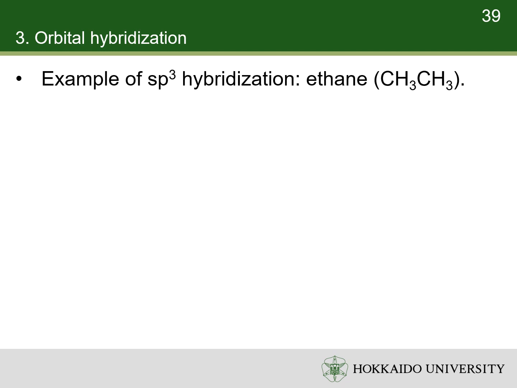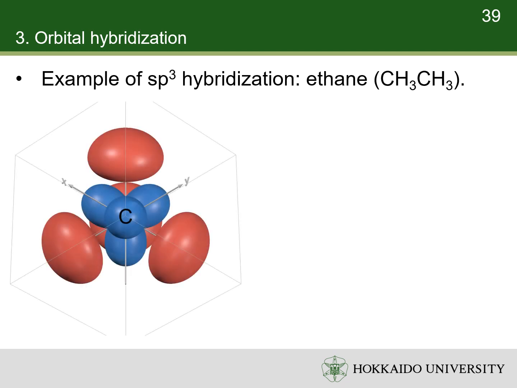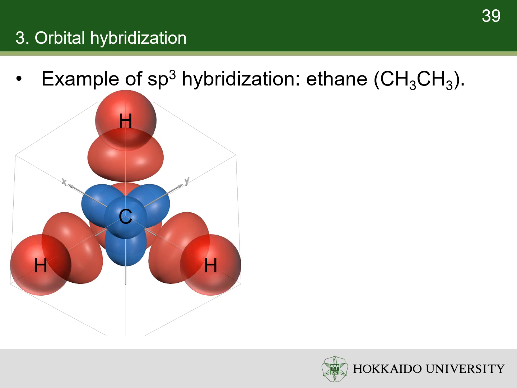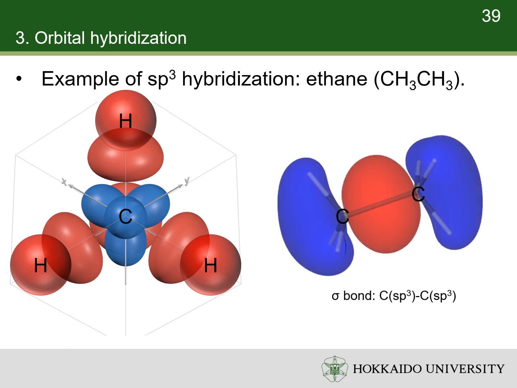For example, in ethane, both carbon atoms have sp3 hybrid orbitals and bond to 4 other atoms. The carbon-hydrogen bond is the overlap of the sp3 hybrid orbital of a carbon atom and the 1s orbital of a hydrogen atom. The carbon-carbon bond is the overlap of 2 sp3 hybrid orbitals. It is a single bond. All the bonds in ethane are sigma bonds.